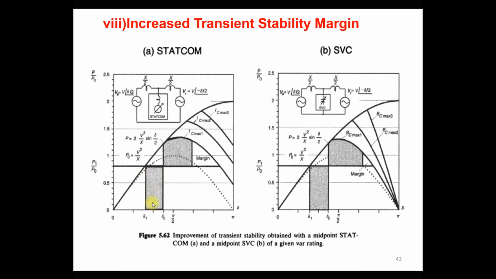At this time the machine absorbs the kinetic energy, and that increases the angle from delta 1 to delta C. As you can see, during this fault condition, this is the fault time, the fault starts at angle delta 1, and during the fault from delta 1 to delta C the machine is accelerated because of the constant mechanical power, so it absorbs the kinetic energy from the mechanical input and stores it.